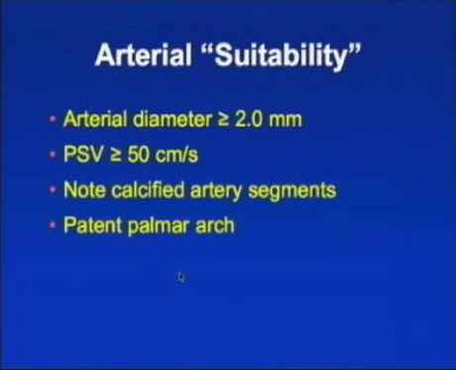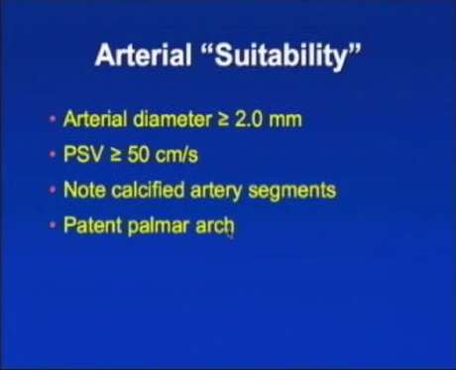Now, arterial suitability is if the arterial diameter is greater than 2 millimeters. If they're less than 2 millimeters, the success of either the fistula or the graft is significantly reduced. Also, we like to see peak systolic velocity of greater than 50 centimeters per second. We also note calcified segments within the artery. This can affect the surgical procedure.